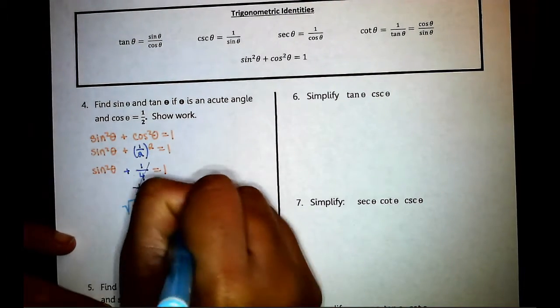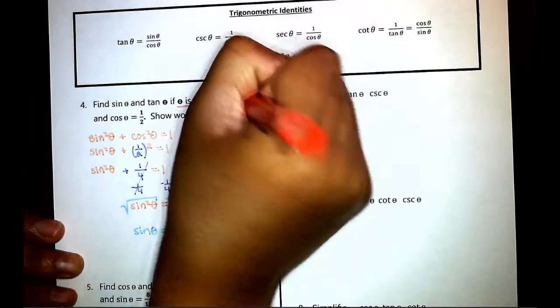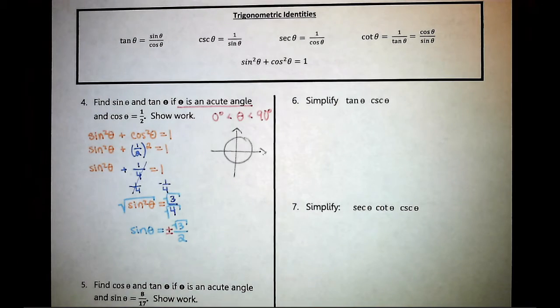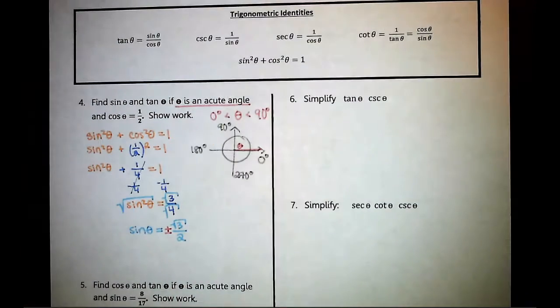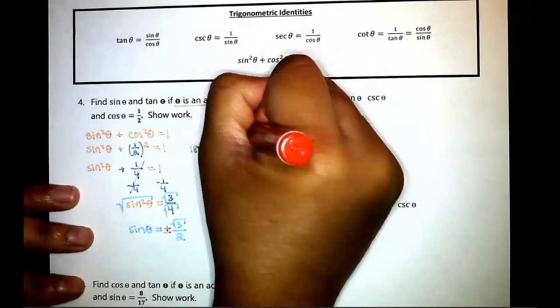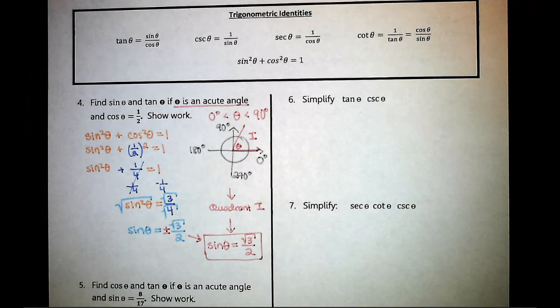Here's where it gets tricky. We don't have a quadrant, but it does tell us that theta is an acute angle. We know that an acute angle is an angle between 0 and 90 degrees. We can combine that information with what we know about the unit circle. We know that theta is the angle here. In this case, it has to be less than 90 degrees. Because of that, our point has to be in quadrant 1. And if the point is in quadrant 1, then sine theta has to be positive.